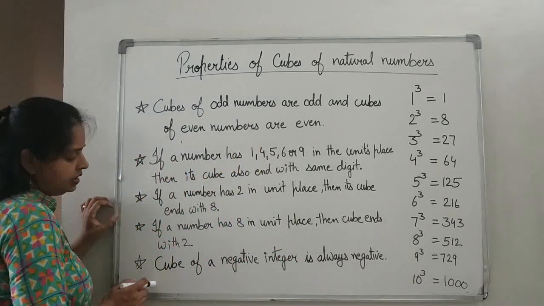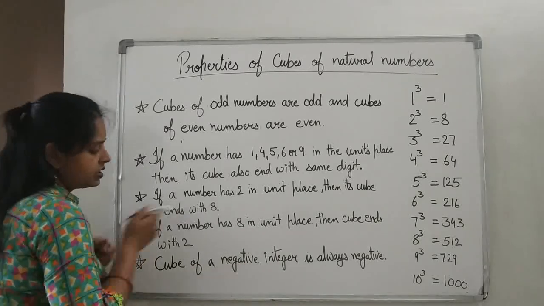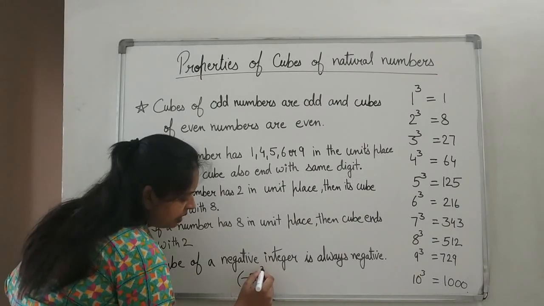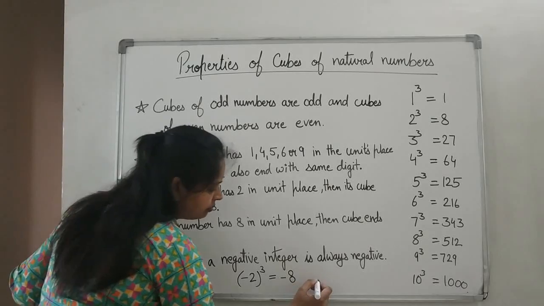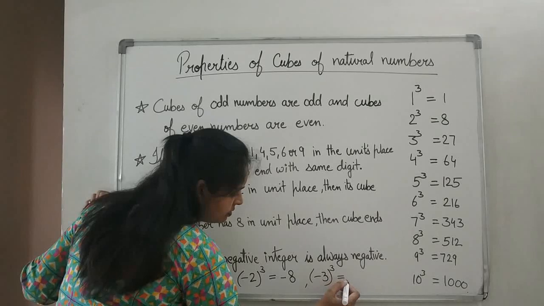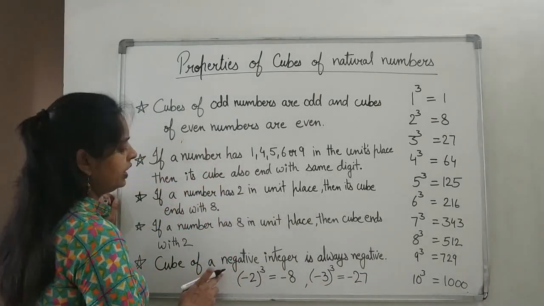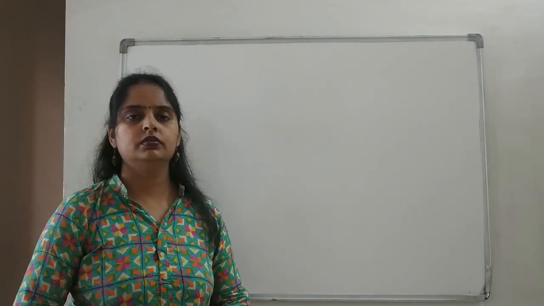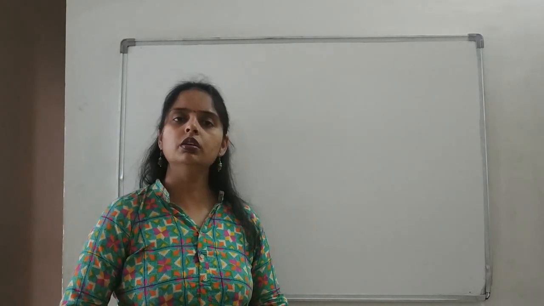Then see, the cube of a negative integer is always negative. For example, what is the cube of -2? When -2 is multiplied 3 times, you will get -8. If the cube of -3 is asked, -3 is multiplied 3 times, so the answer will be -27. So the cube of a negative integer is always a negative number. Watch the video properly and go through all the properties.